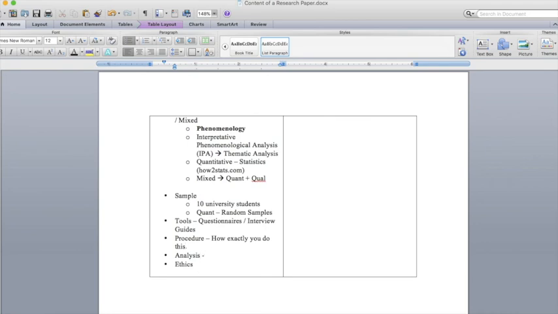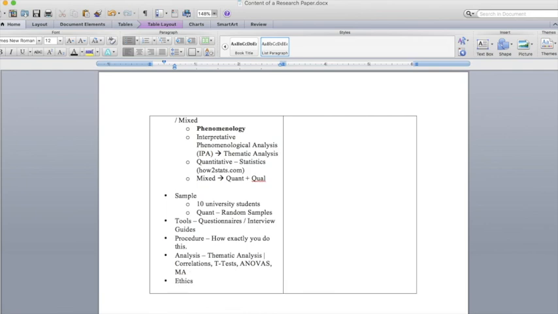Analysis: if you do phenomenology, you have to explain how thematic analysis works. If you do quantitative, there are lots of statistical analyses named correlations, t-tests, ANOVAs, MANOVAs, and so on, right? So those are slightly advanced techniques. We will discuss them when we get to research, okay?